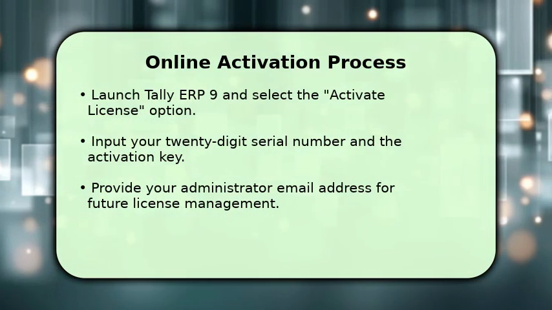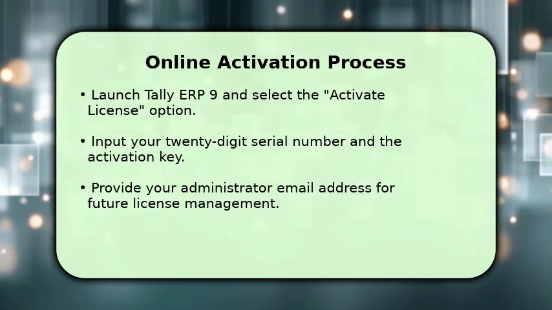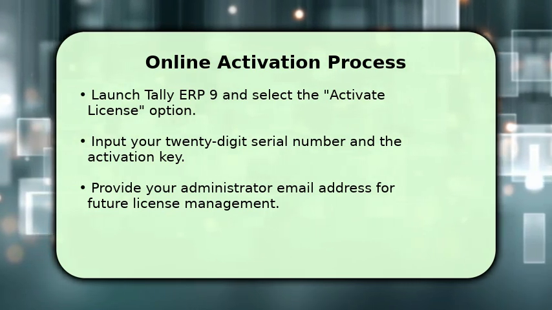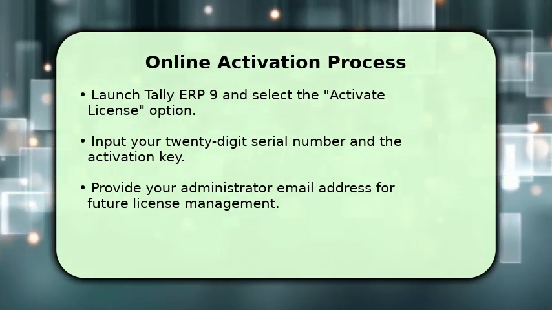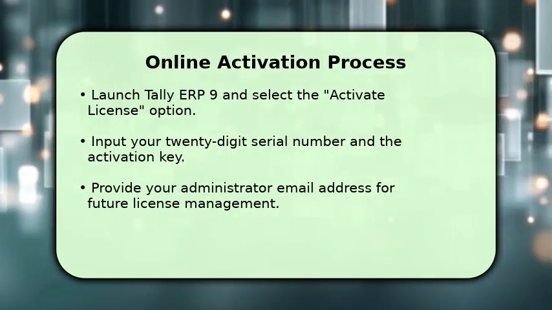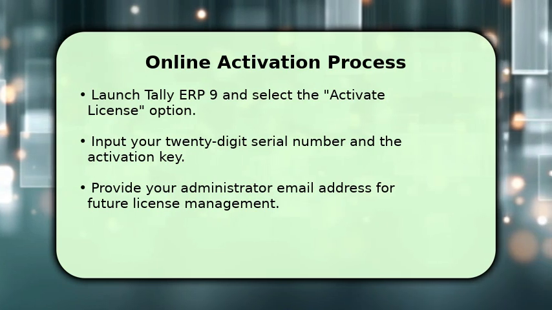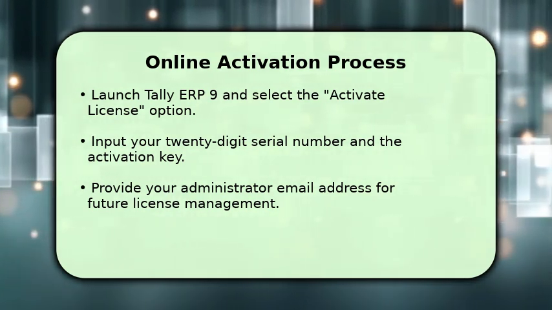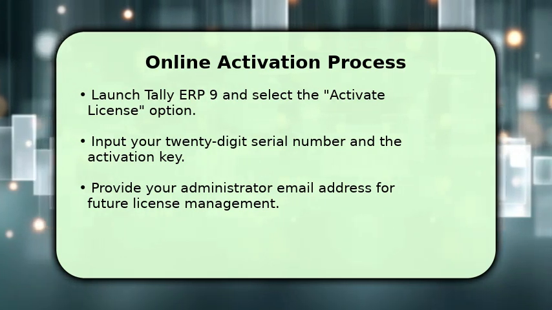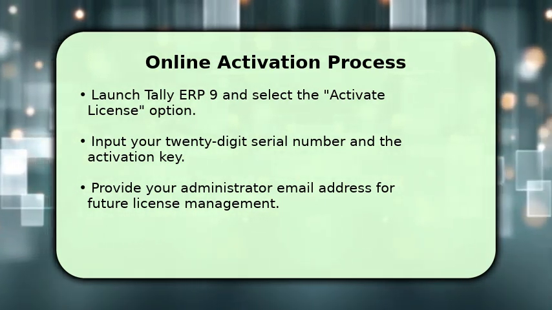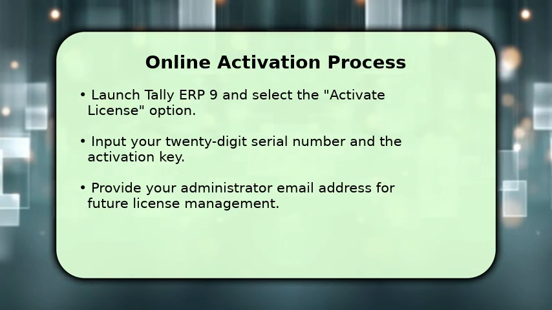To activate your Tally ERP 9 online, first open the software and choose the Activate License option from the startup screen. You will then be prompted to enter your unique 20-digit serial number and the activation key you received. It is also important to provide a valid administrator email address for license management and communication. After confirming all details, click to proceed, and Tally will connect to its servers to activate your license.